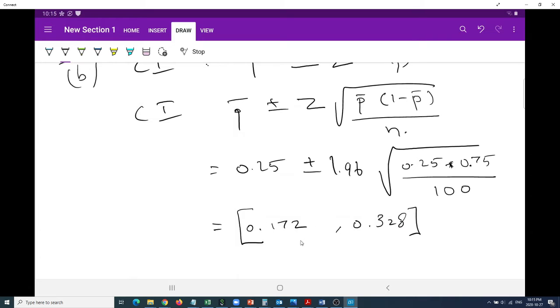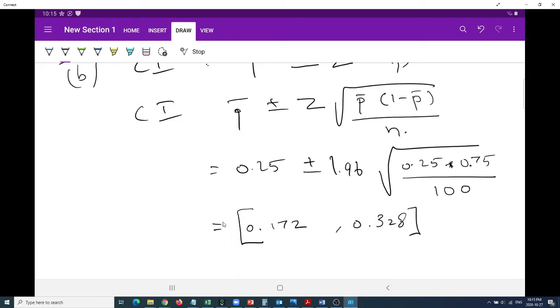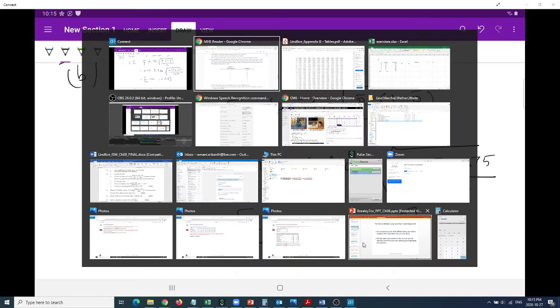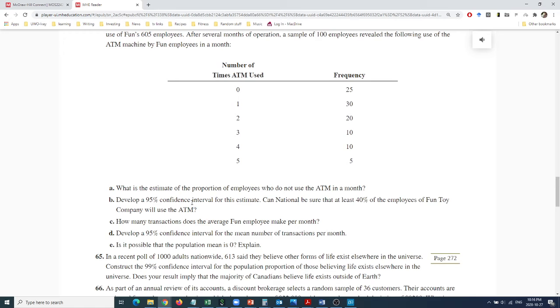So what is this confidence interval? This is the confidence interval of the people who do not use the ATM in a month. Okay? So under the 95% confidence interval, the highest proportion of people who might not use the ATM is 32.8%. Okay, so National can be made sure that at least 40% of the people will use the ATM. Okay, so that's the answer for the second part of B.